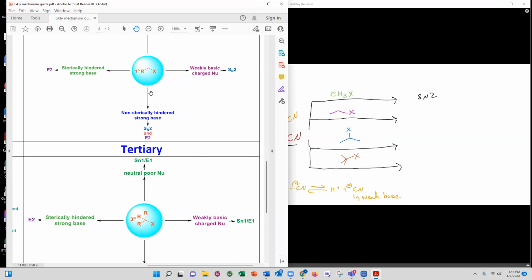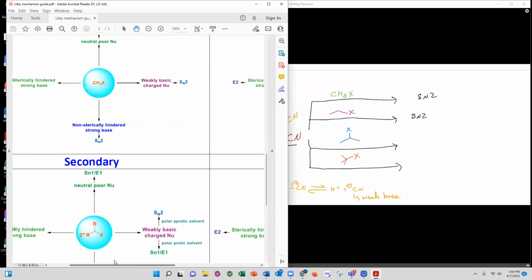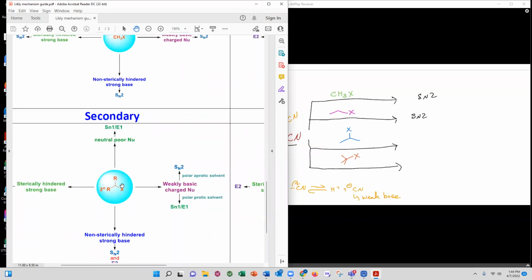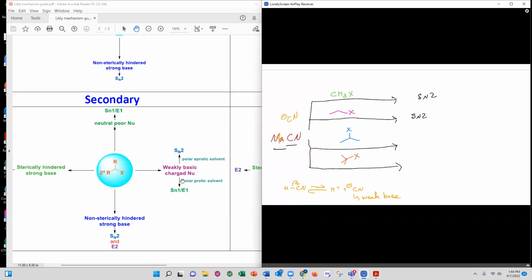For primary substrates, again, weakly basic charged nucleophile, only SN2. So for this one, I'm going to see an SN2 reaction for my primary substrate. Okay, now I'm going to take a look at my secondary substrate. Now, secondary substrates with weakly basic good nucleophiles, charged, okay, can undergo all the reactions except for E2.